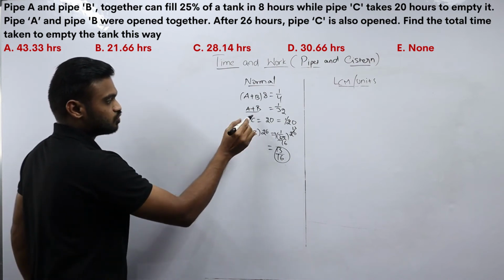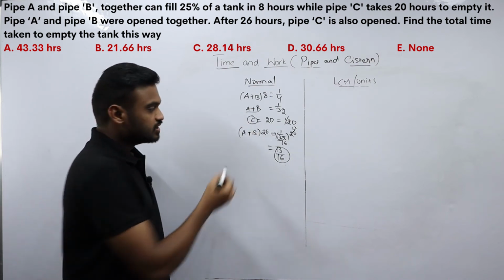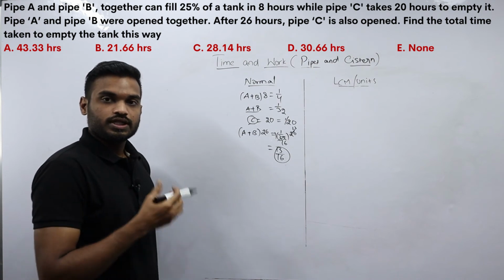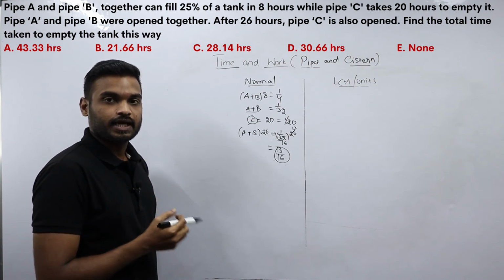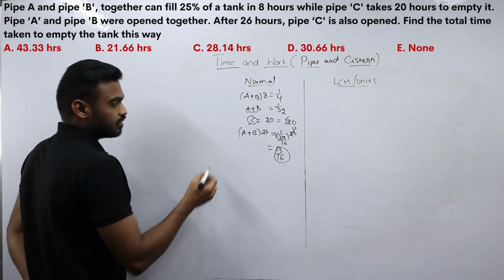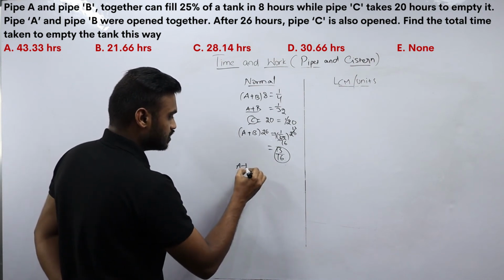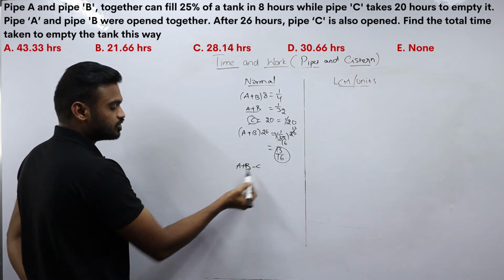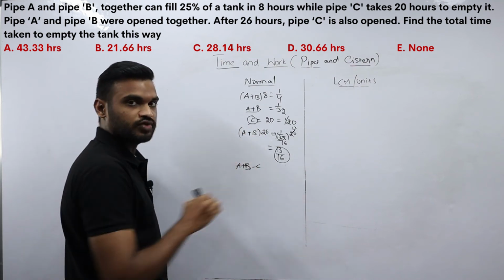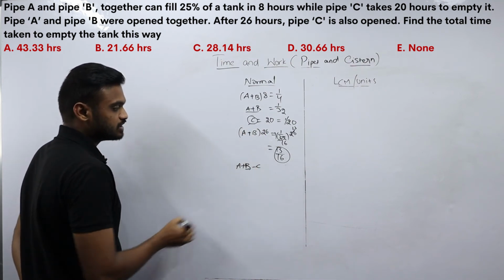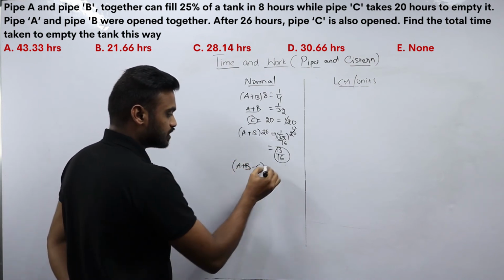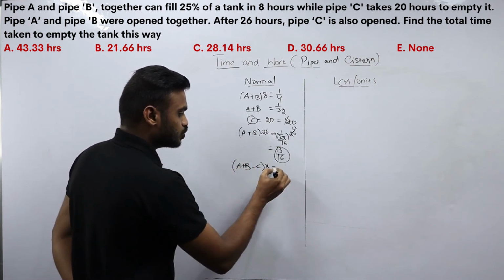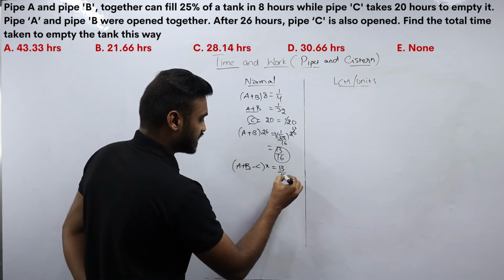Now C is also opened. So after 26 hours C is also opened. Then we need to find out what is the total time taken to empty the tank. Okay, now after 26 hours, A plus B minus C. I am keeping this negative sign for C because C is removing the work. Now for A plus B minus C, we don't know the time taken, so I am keeping it as X to remove 13/16 part of the tank.